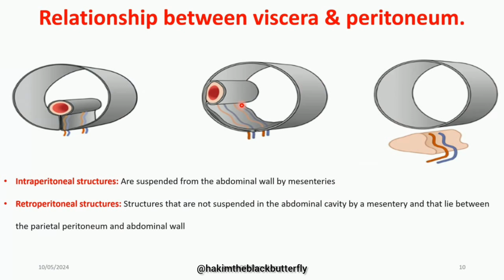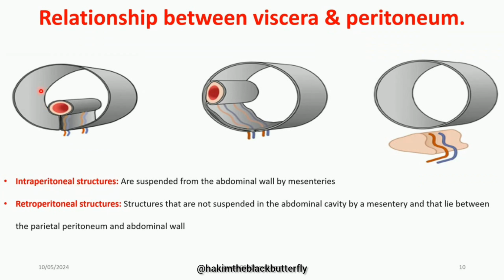So now let's look at the relationship between the viscera and the peritoneum. There's a way your visceral structures are related to the peritoneum. You can see here there are some structures that are almost enclosed by peritoneum and suspended to or from the abdominal wall by structures that we call mesenteries. Such organs, we call intraperitoneal structures.